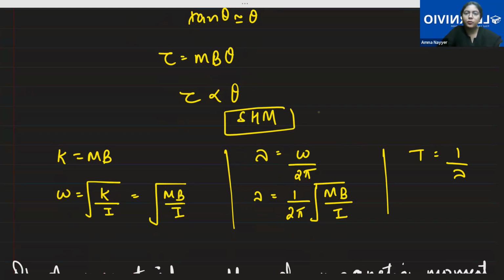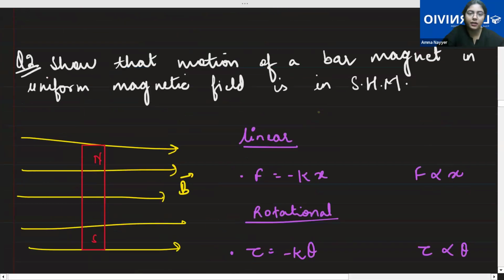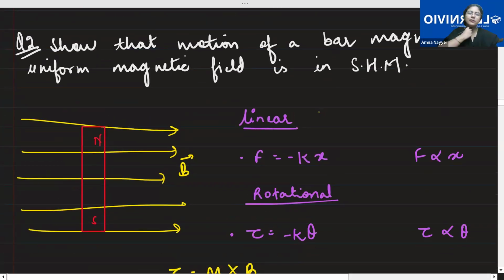So write it down, then we'll discuss now a theoretical part. In numericals, you don't have much apart from this, okay? Write it first.